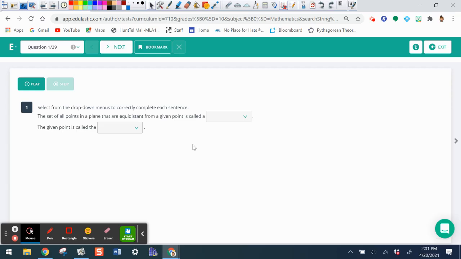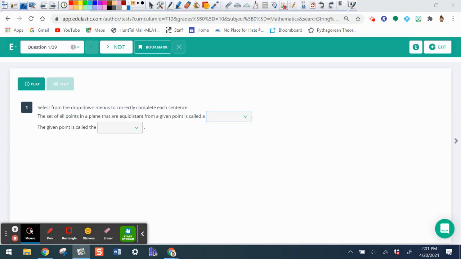Number one says select from the drop-down menus to correctly complete each sentence. The set of all points in a plane that are equidistant from a given point is called a blank. Let's see what the options are: a square, a sphere, a segment, a circle. It says the set of all points in a plane that are equidistant from a given point.